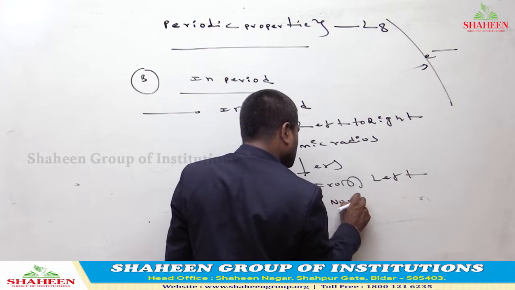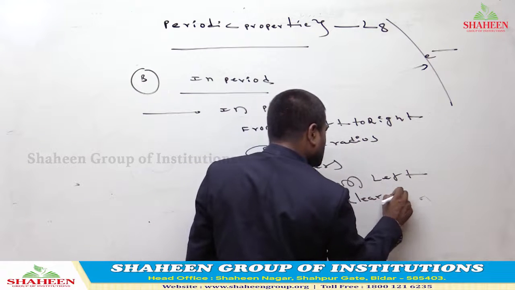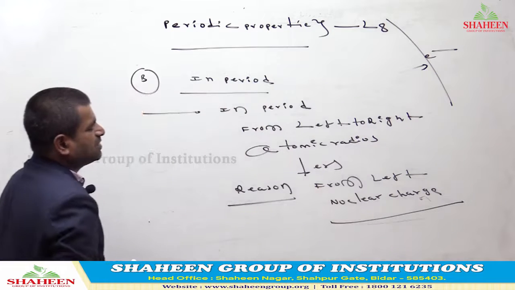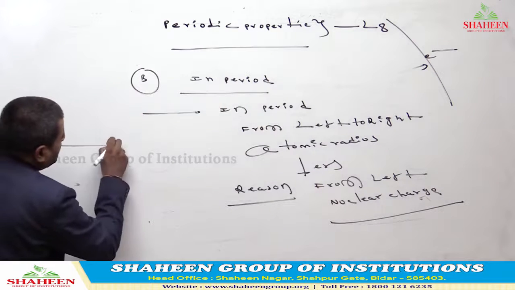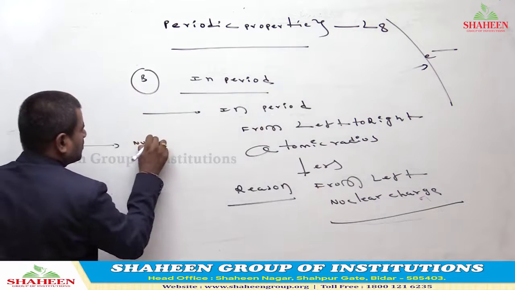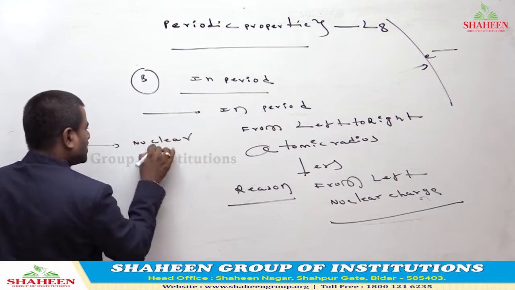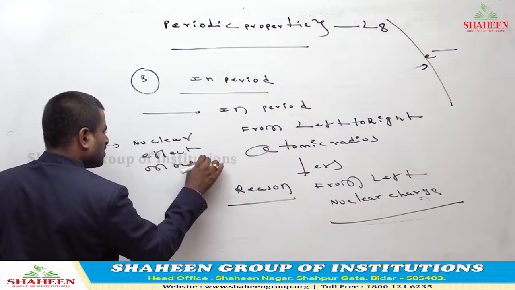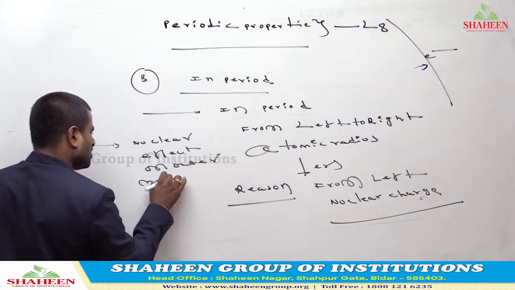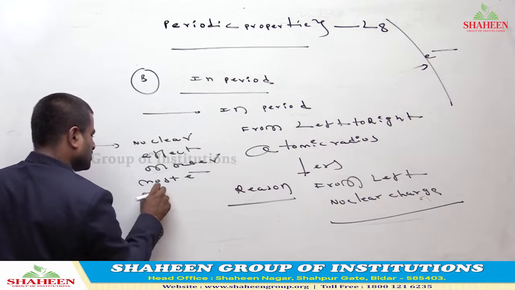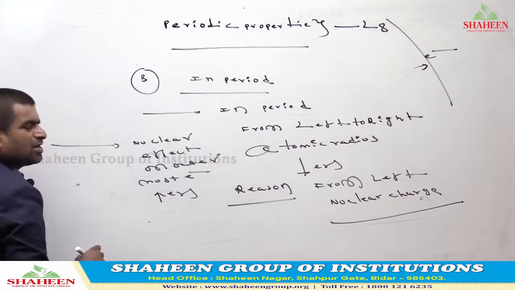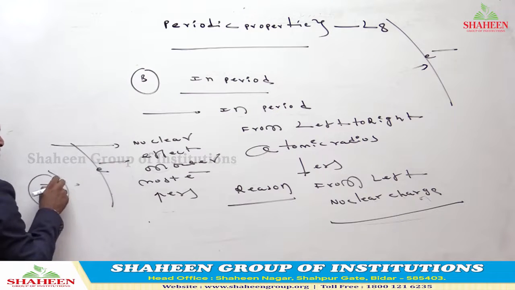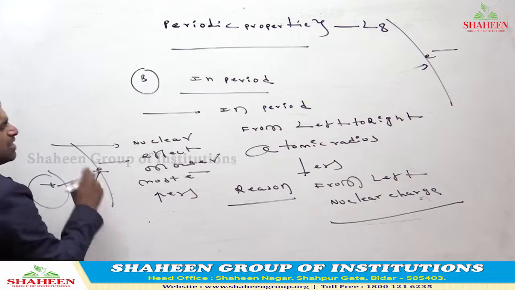The reason is that from left to right, nuclear charge increases. Once nuclear charge increases, the nuclear effect on the outermost electron increases. Remember, this nuclear effect on the outermost electron increases.